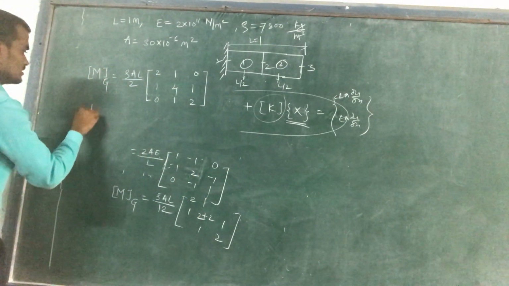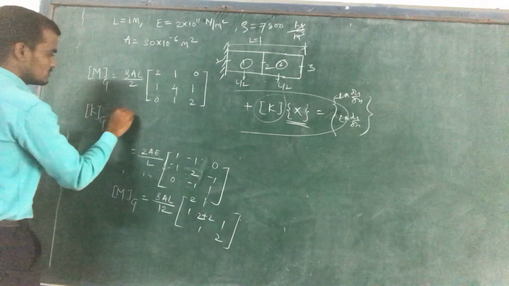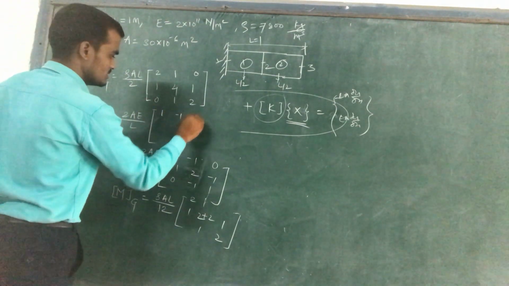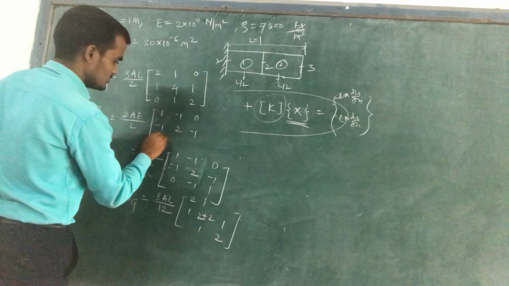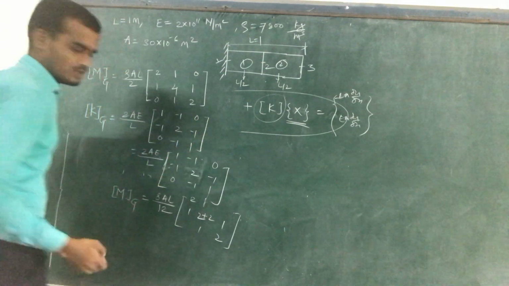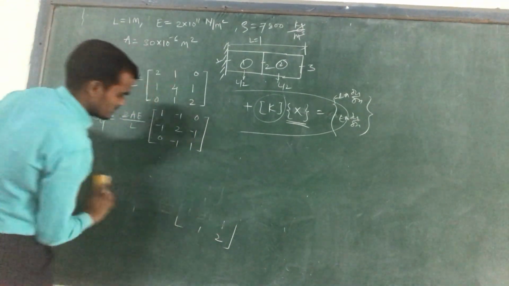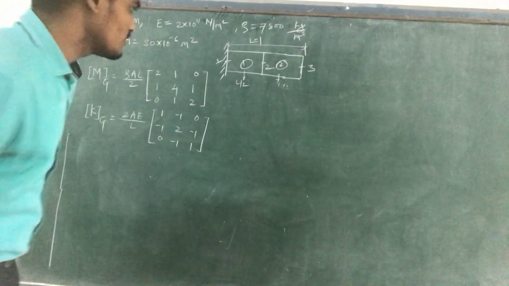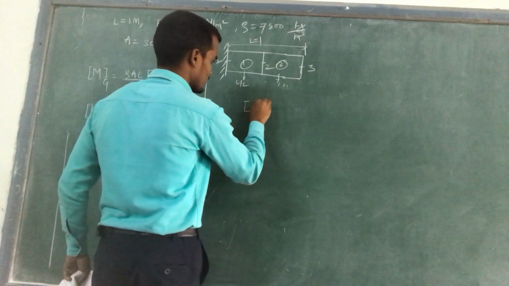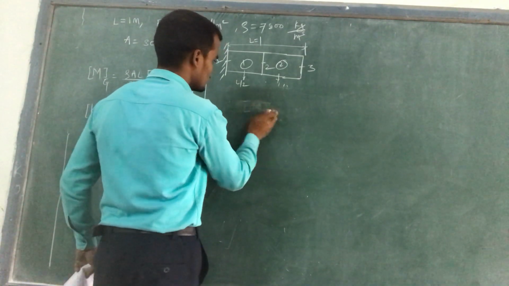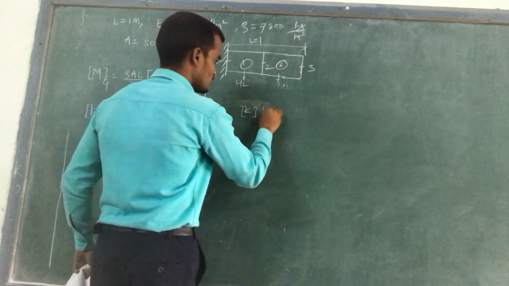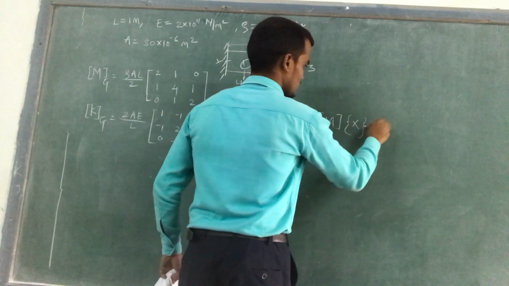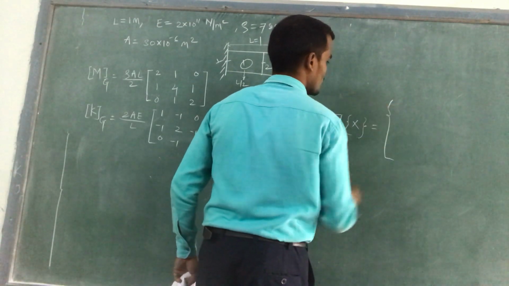So we can write this global stiffness matrix equal to 2 times A into E by L in bracket 1 minus 1 0, minus 1 2 minus 1, 0 minus 1 1. In this way we will get the global stiffness matrix. Now we need to write down the global equation. As we know, the global equation is given by K matrix into X minus omega square into M matrix into X is equal to the boundary conditions. Now we need to apply the boundary conditions at each node.